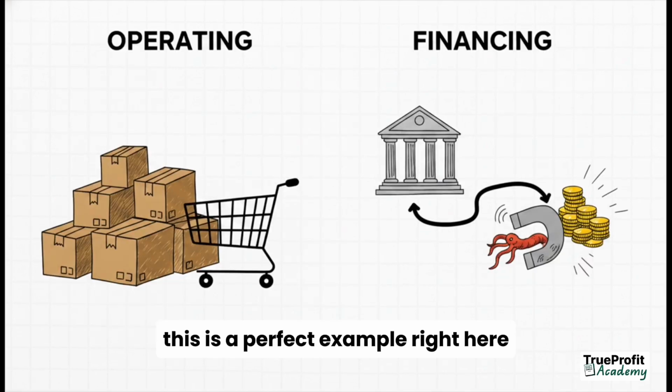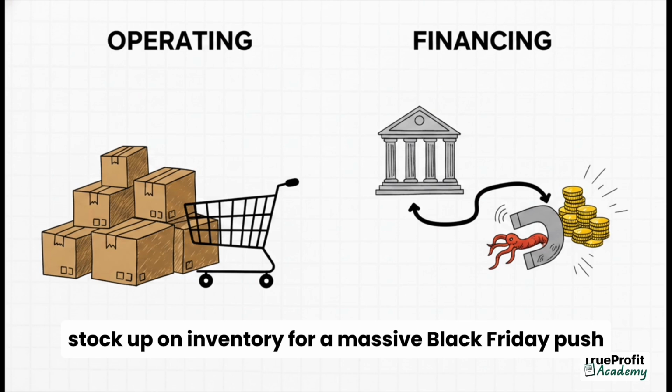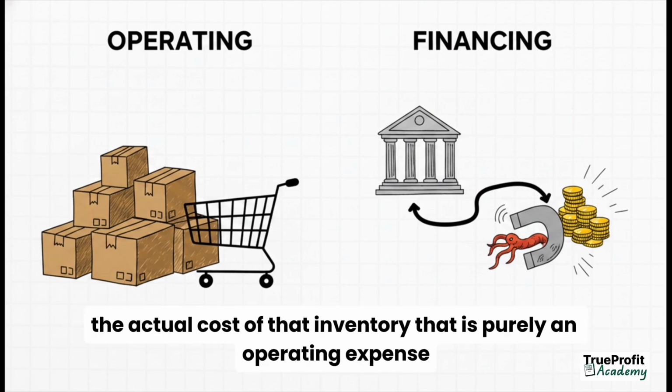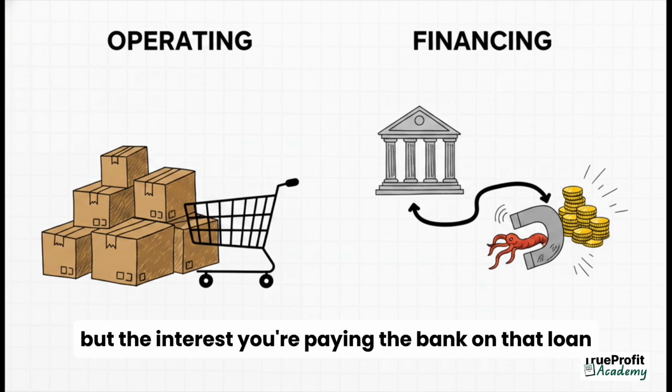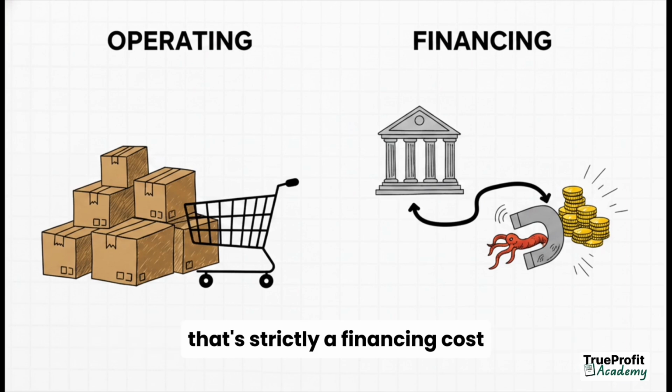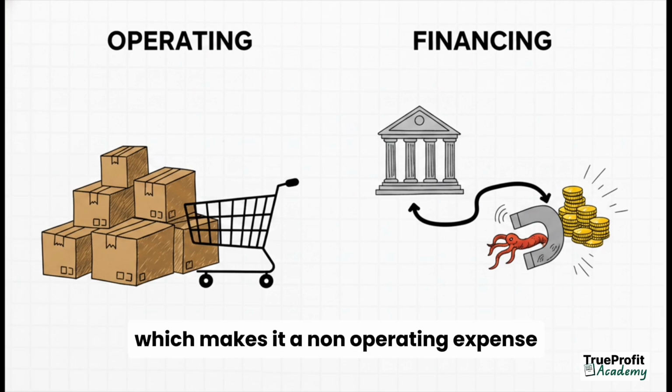This is a perfect example right here. Say you borrow 100 grand to stock up on inventory for a massive Black Friday push. The actual cost of that inventory? That is purely an operating expense. But the interest you're paying the bank on that loan? That's strictly a financing cost, which makes it a non-operating expense.